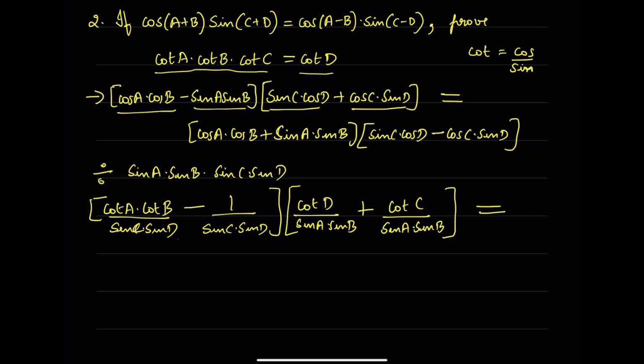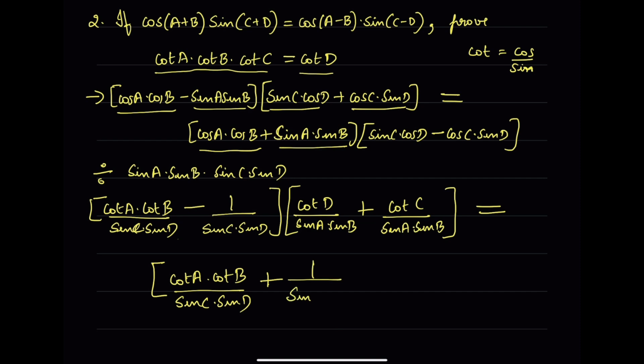So this is equal to, now let's apply it on cos A cos B. So cos A cos B by sin A sin B will be cot A cot B and the remaining values would be sin C sin D plus, in this part sin A sin B would get cancelled. We would have 1 by sin C sin D.